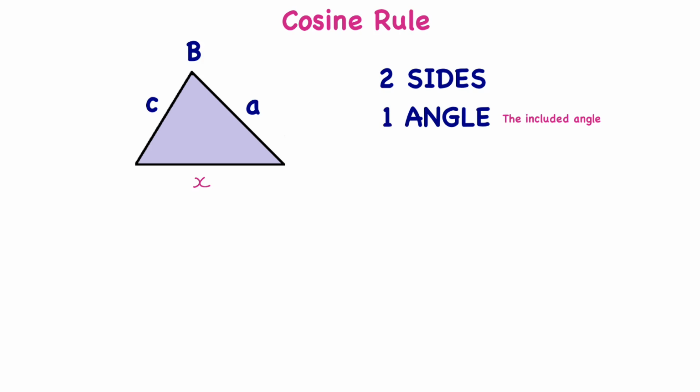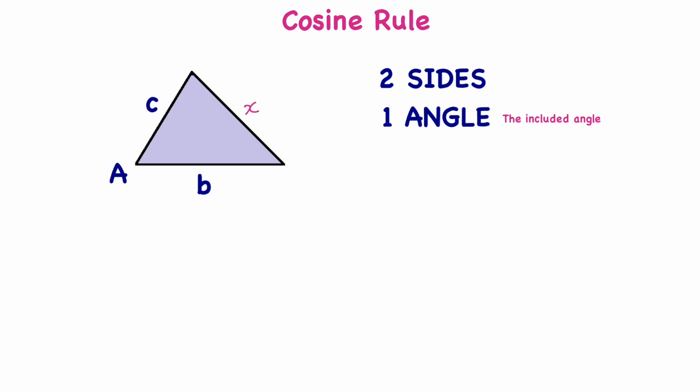So we can use the cosine rule here because we've got two sides, the included angle, and we're trying to find the third side. And again, if we look at this one, we have two sides, we have the included angle, and we're trying to find this third side. So it is, again, the cosine rule.